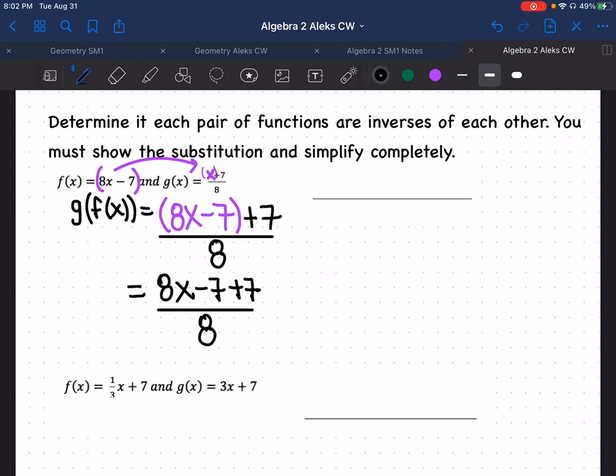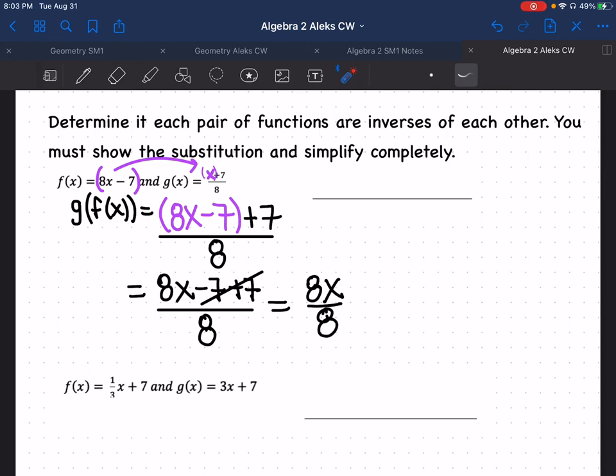All right, I'm going to go ahead and look at the top, and I'm going to say there are 1, 2, 3 terms. 2 of them are like terms, and I'm going to put them in the calculator and combine them. That would be the -7 plus the +7. -7 plus +7 is 0, and they disappear, leaving me with 8x divided by 8.